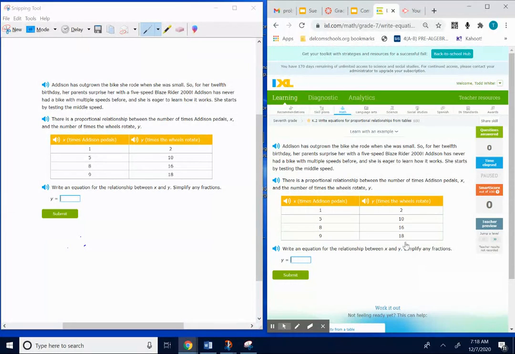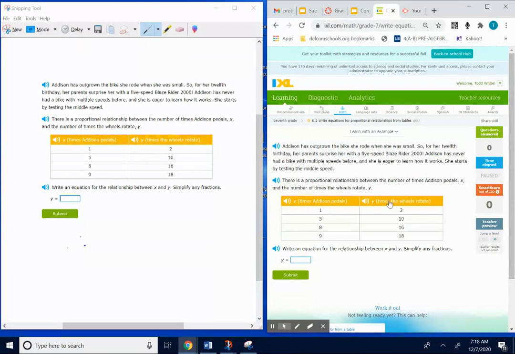Okay, notice when you get onto IXL now, I set it up so that there is a button to click so you can hear them read. You can hear the problem read to you. Okay, if that helps you, please use that. Okay, but let's go over this problem together.